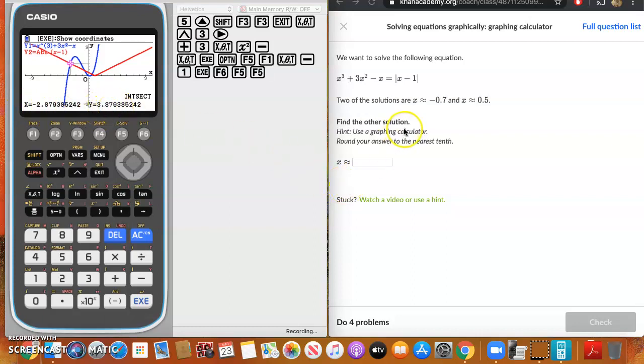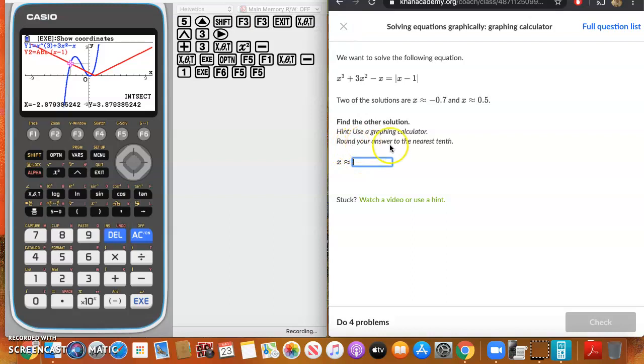They only want the x values. They say two of the solutions are negative 0.7 approximately and 0.5, a half, which means this is the x value that they are looking for. That's the one that's missing. So we're going to type that in.